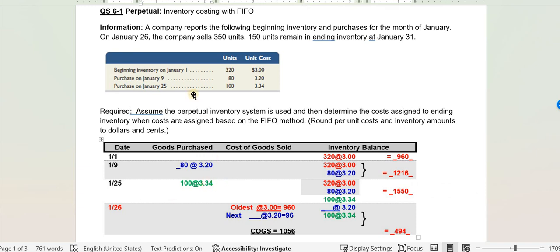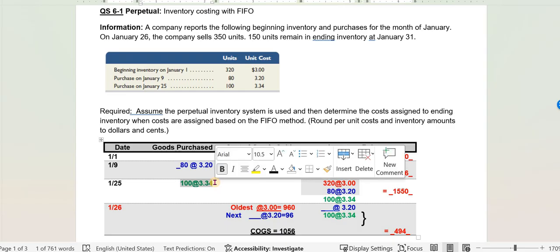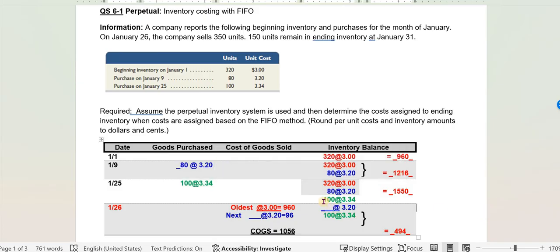Okay. What happened next? On January 25th, we bought more inventory. Here we go. 100 units more at $3.34. I've colored that green to show that we have a third layer now. Here's our third layer we have received, 100 units at $3.34. Our second oldest layer is $3.20, and our oldest layer that we had originally was $3 per unit.